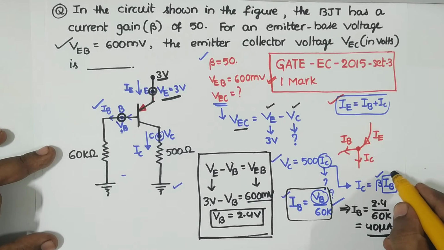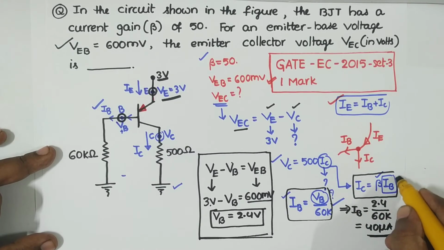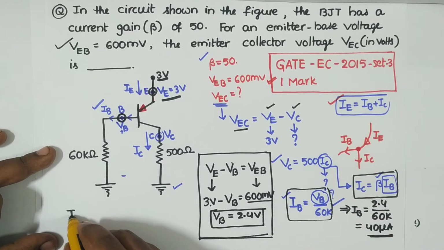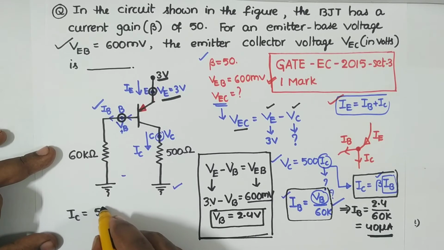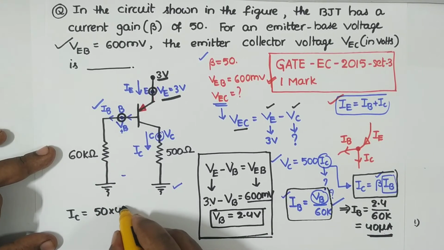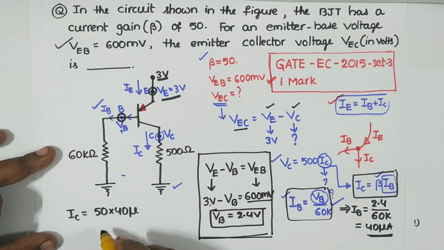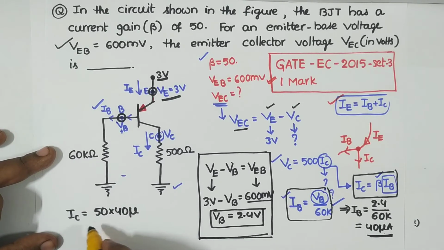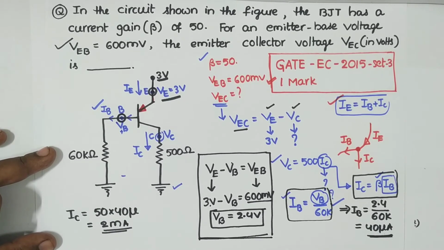Now what is IC? IC is equal to beta multiplied by IB. So IC is equal to 50. Beta is 50 multiplied by IB. IB is 40 microamperes. If you do this, you will get 2 milliamperes. So IC is equal to 2 milliamperes.